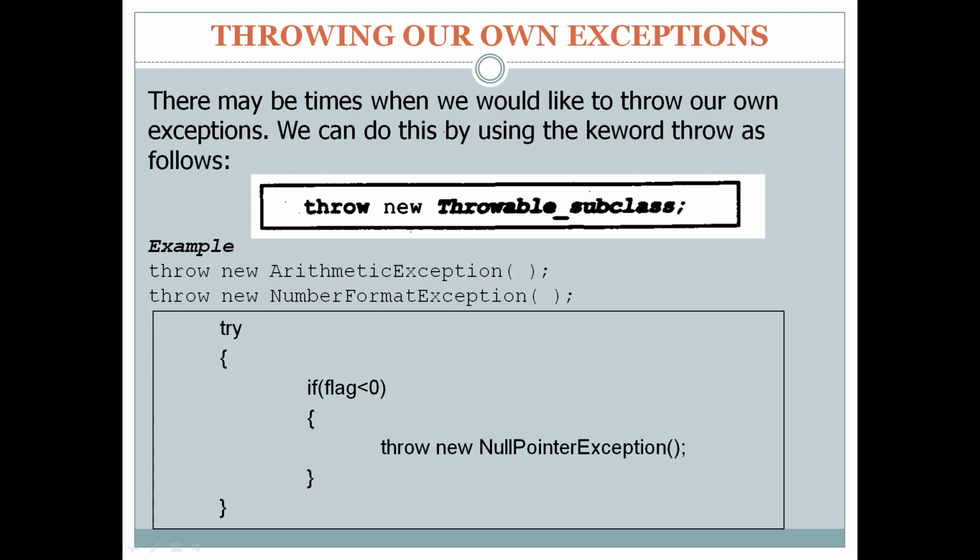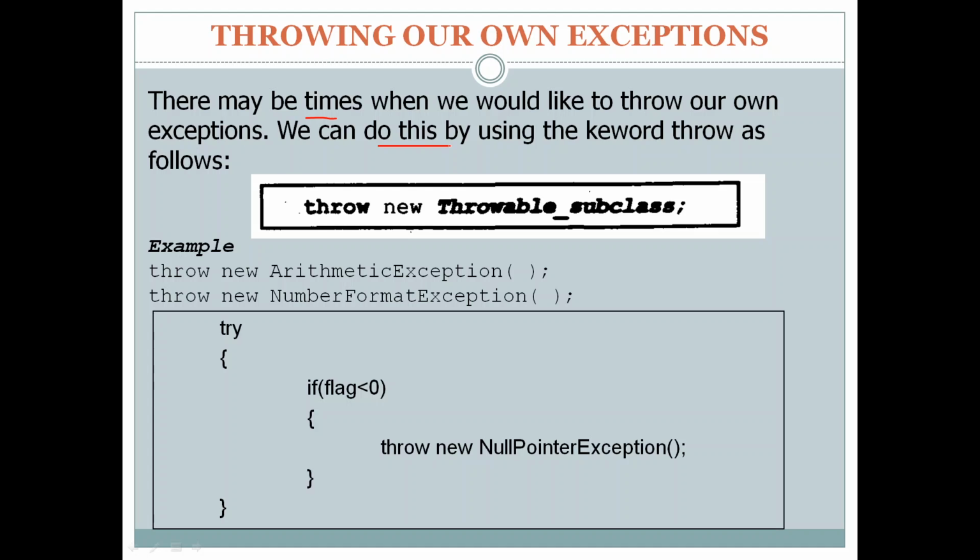But sometimes we may want to throw an exception based on certain conditions. We may want to throw a predefined exception, or we may want to throw our own exception, that is a user defined exception. Throwing an exception in a program can be achieved by using the throw keyword. So there may be times when we would like to throw our own exceptions.